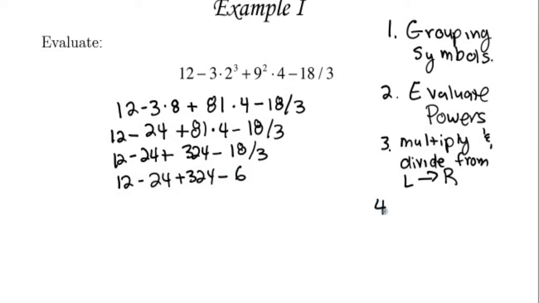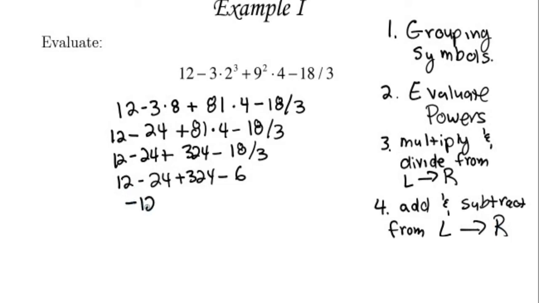Okay. I'm down to my fourth step, which is add and subtract from left to right. Starting at the left, 12 minus 24 is negative 12, plus 324 minus 6. Combining negative 12 and 324 gives me, oops, actually it gives me 312. So 324 minus 12 gives me 312 minus 6. And the result is 306. So I went in order, following the rules for order of operations, no grouping symbols.